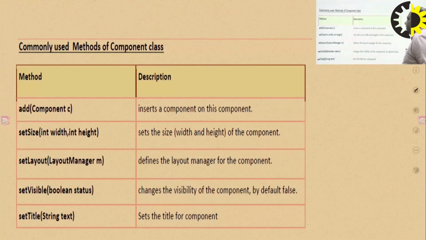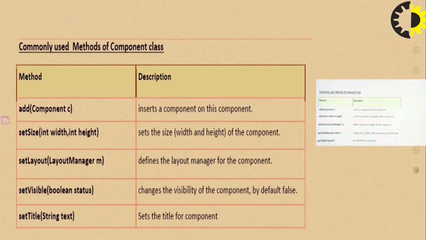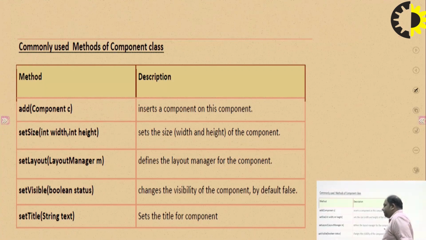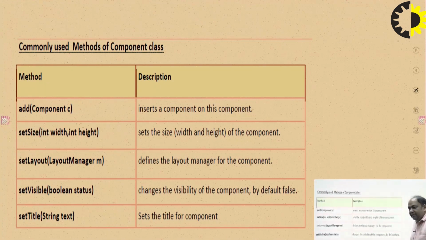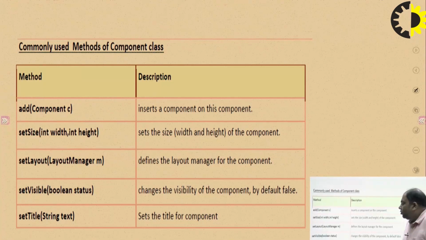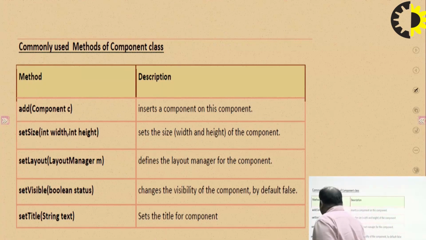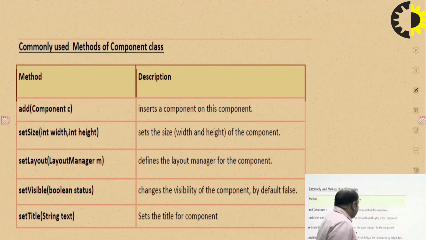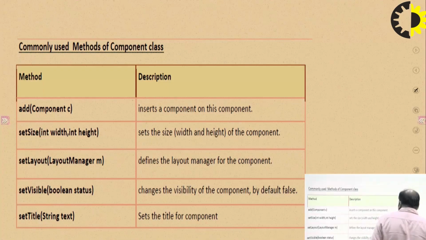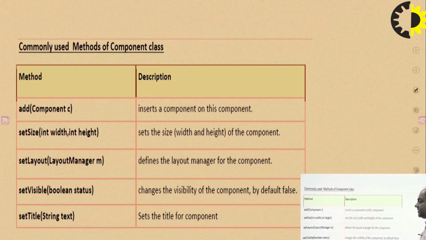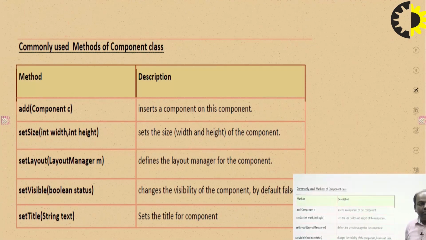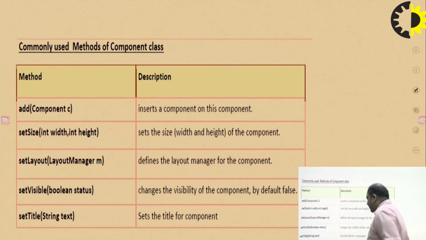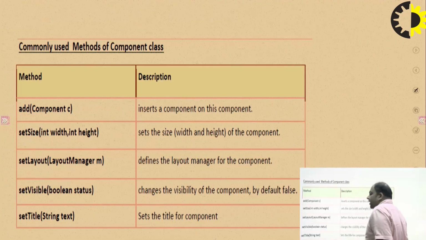Next are the commonly used methods of the component class. One is add, through which we insert a component. Next is setSize, which takes two values, width and height, through which we set the size of the component. Next is setLayout, which sets the layout manager. Then setVisible and setTitle, in which we set the title of the component.